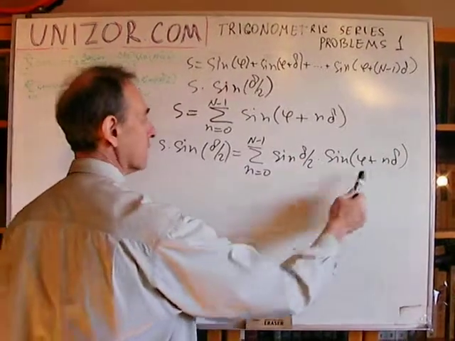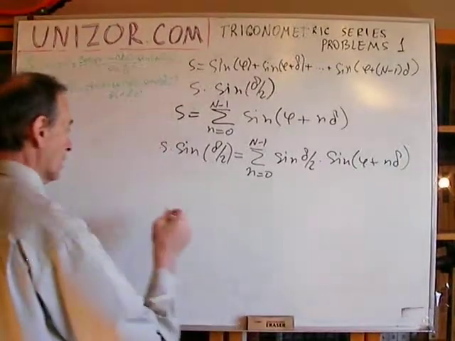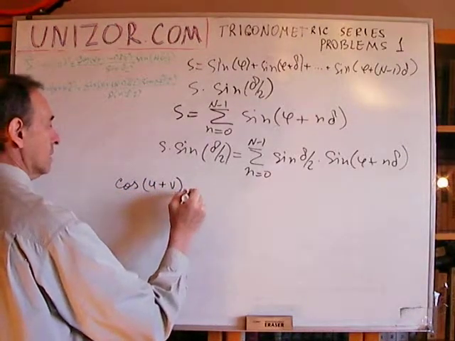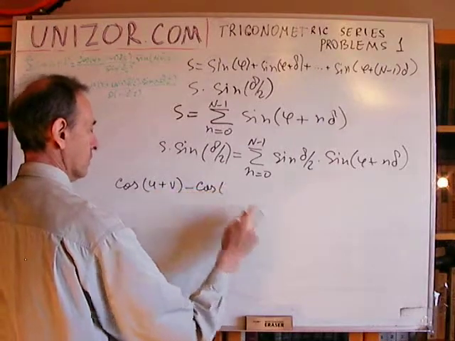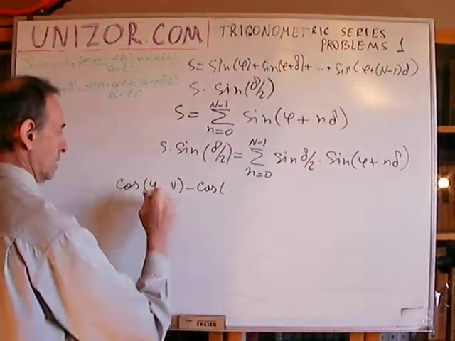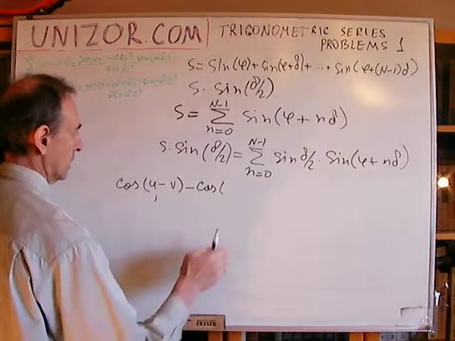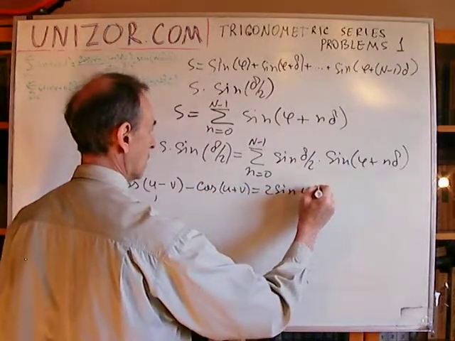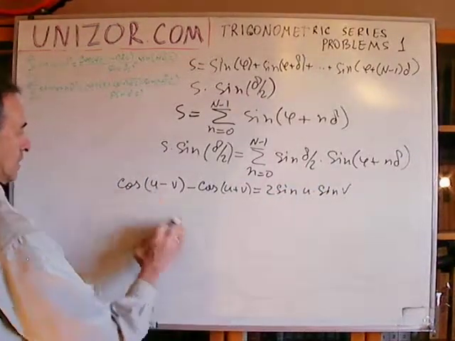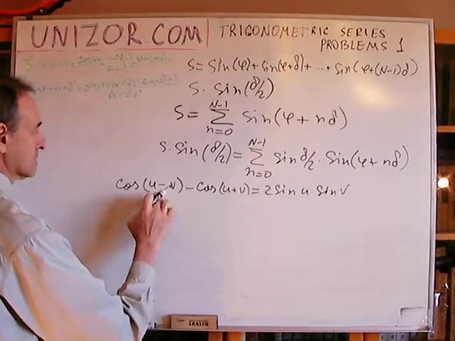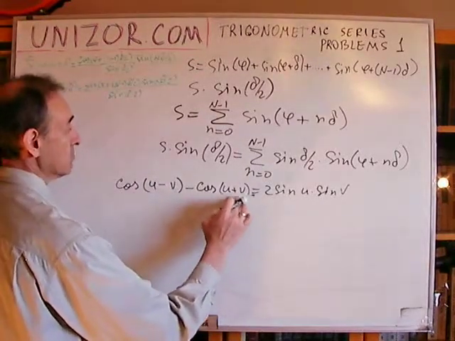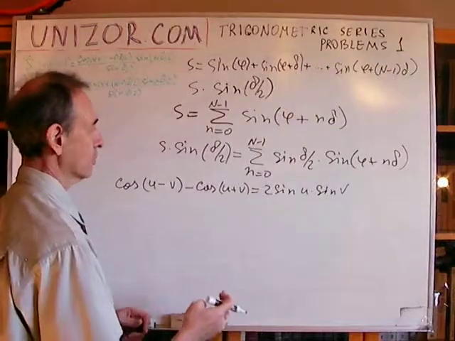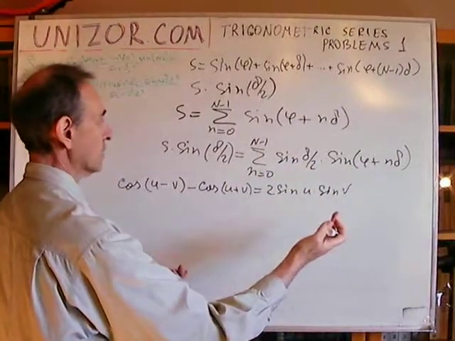All right, fine. Now, how can I deal with this one? Well, again, remember, cosine of u minus v, minus cosine of u plus v is equal to 2 sine u sine v, right? Again, this is cosine cosine plus sine sine. This is cosine cosine minus sine sine. Now cosine will be reduced, and this minus cosine and this minus would be plus, and that's why I have 2. So this is basically what I have, right?